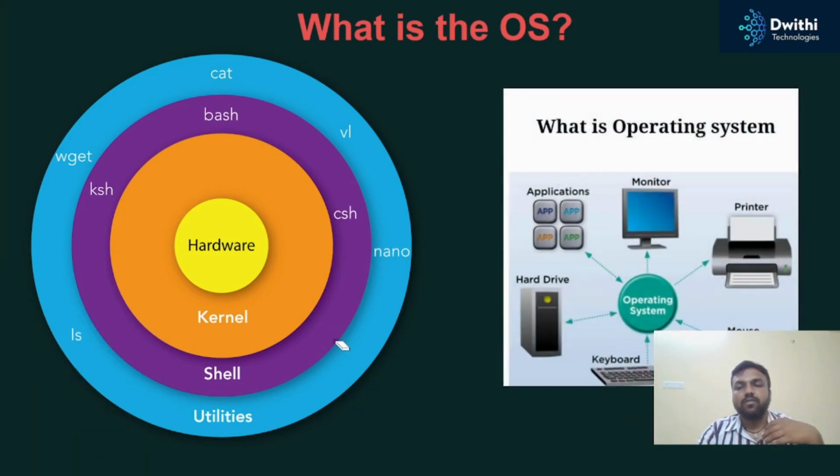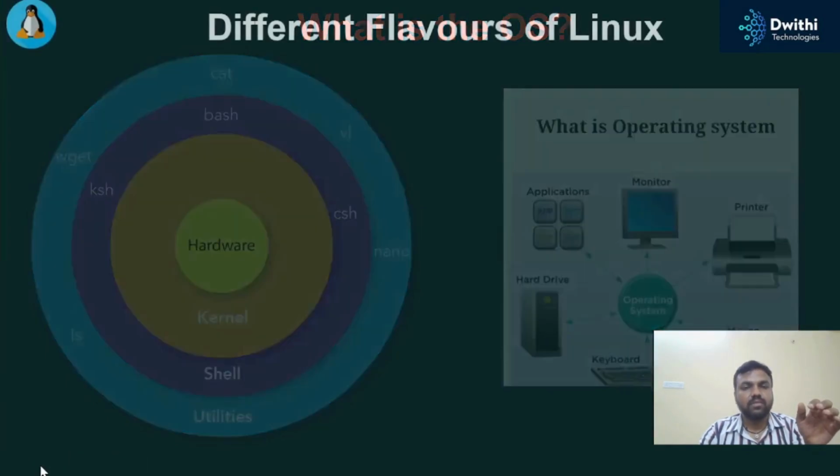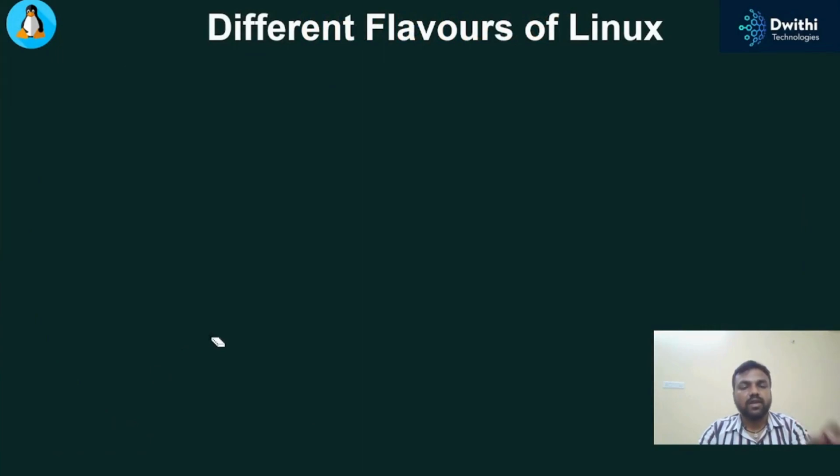Okay, and this is an operating system which will be connected with various things like keyboard, mouse and all of the things, applications, printers, and so on. And different flavors of Linux. You have different flavors.